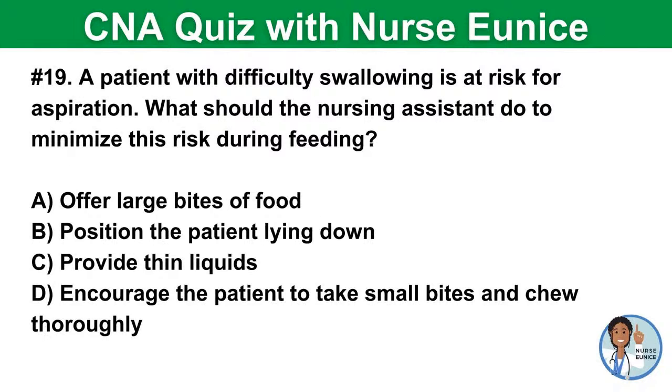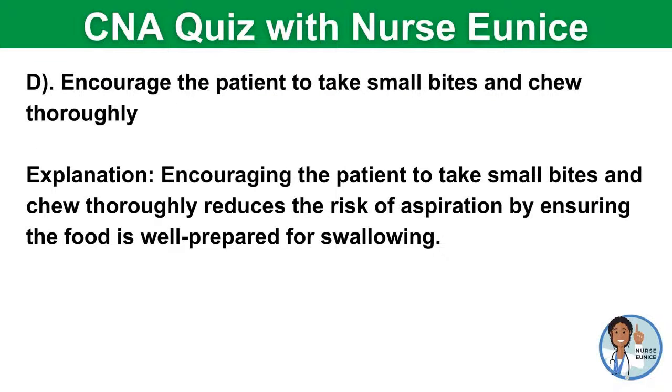Number 19, a patient with difficulty swallowing is at risk for aspiration. What should the nursing assistant do to minimize this risk during the feeding? Is it offer large bites of food, position the patient lying down, provide thin liquids, or encourage the patient to take small bites and chew thoroughly? How do we prevent aspiration? You all selected D. Yes, have them slow down, chew their food.